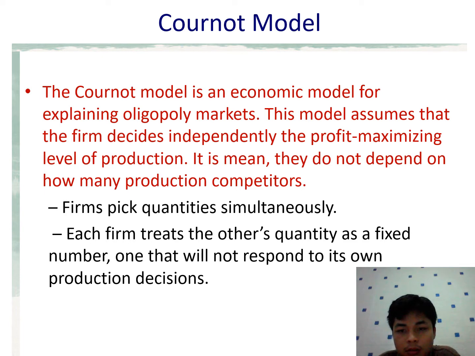This model assumes that the firm decides independently the profit maximizing level of production. This means they don't depend on how many production competitors, and firms pick quantities simultaneously. Each firm treats the other quantity as a fixed number, one that will not respond to its own production decision.